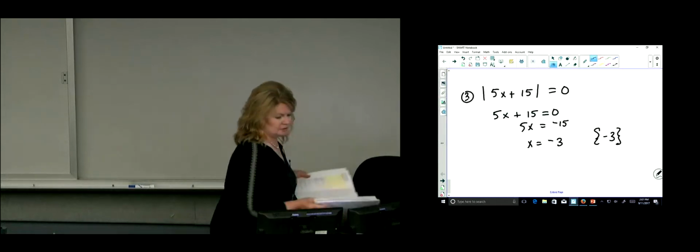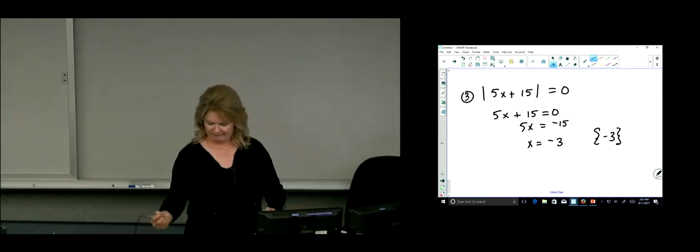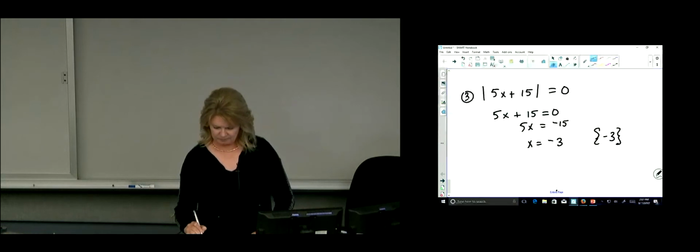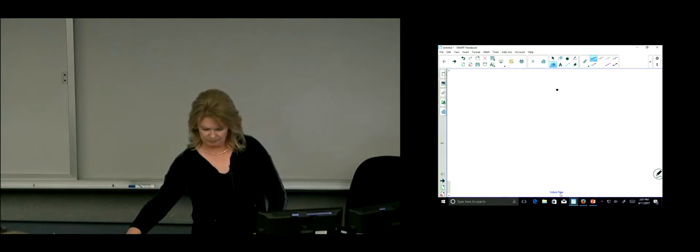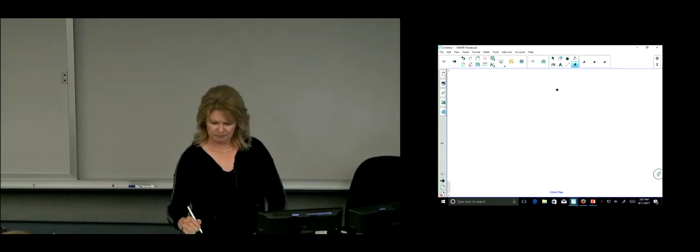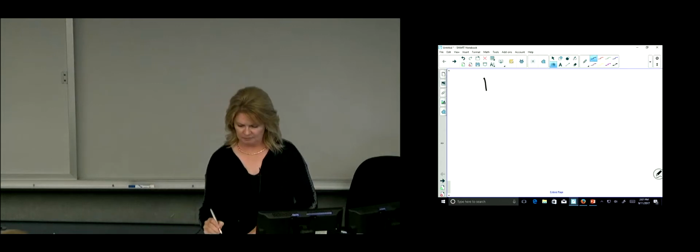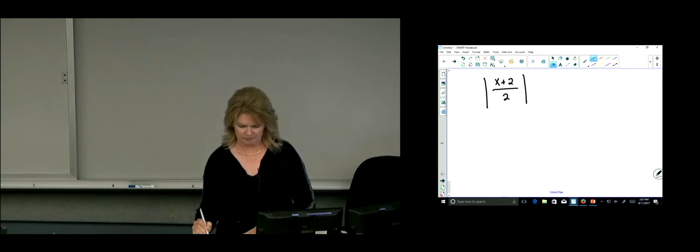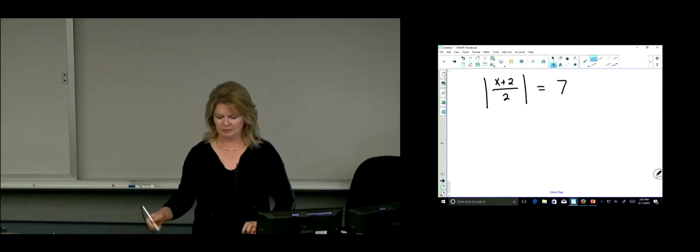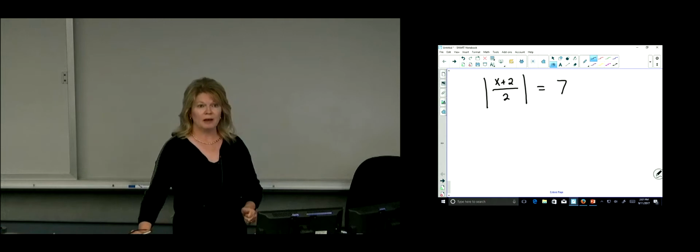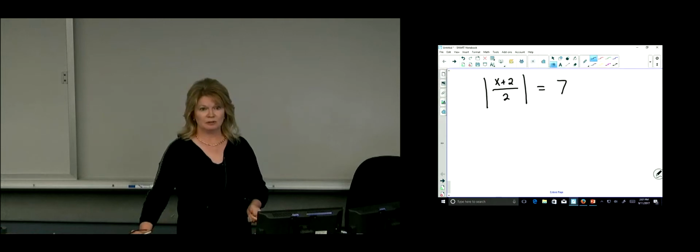Okay, I'm going to give you one to try. I'm going to give you a minute. Solve the absolute value of x plus 2, divided by 2, equals 7.